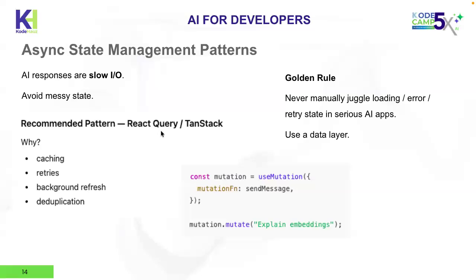Okay. So this is how TanStack looks like, and we are going to look at a few examples. So the golden rule is avoid manually juggling all this loading, error, retry, and stuff, because TanStack handles all of this, including the retries. If there is a network failure, you can give it retry instructions, how many times to retry, and so on. Refreshing in the background when things go stale, and deduplication. So you don't have to write a lot of code yourself. You just use all of these libraries.